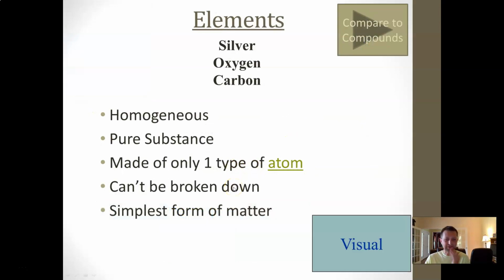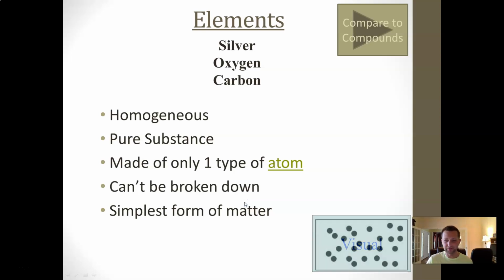Okay, elements are the simplest form of matter, and here's a picture of those. So we'll do some practice with this where we look at different images and determine if it's an element, compound, or a mixture. But you can see these dots in here, those are atoms, and the certain coloring represents what type. These are a bunch of atoms. They're all of the same variety, so it's an element, so we classify that.